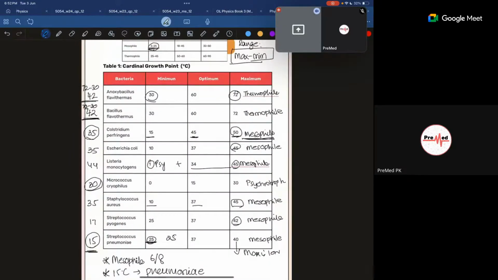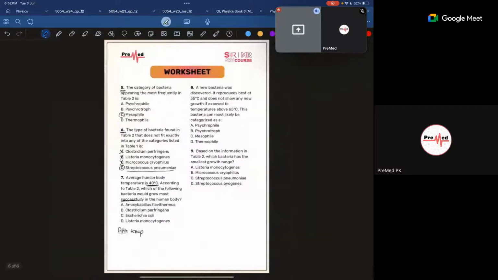This one has an optimum of 60 degrees Celsius when we are concerned about 40. So it is not fitting into the category. That means option A is incorrect.